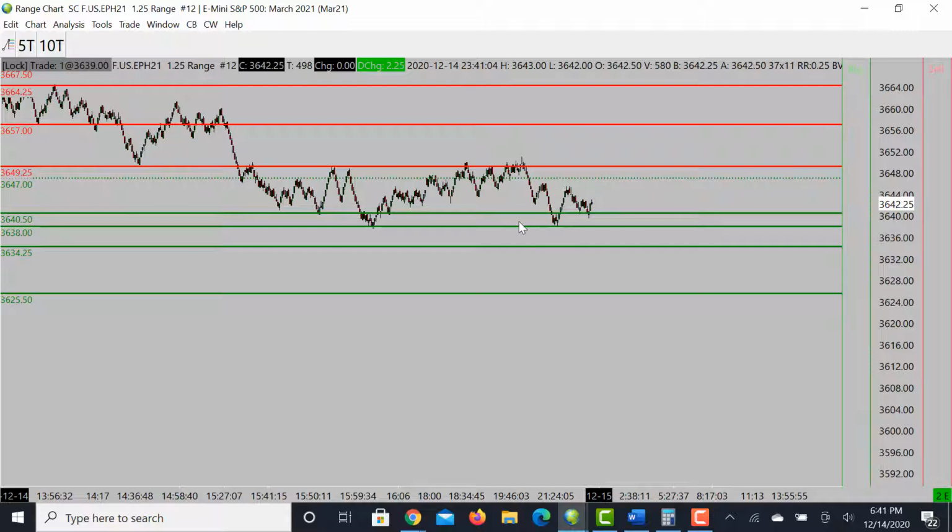But again, 38 to 40 is the area of support. You can see these bounces, 1, 2. We may have a nice pull to the upside from here. If not, we will continue down into our 34s and then try to get through that level and get those 25.50s.